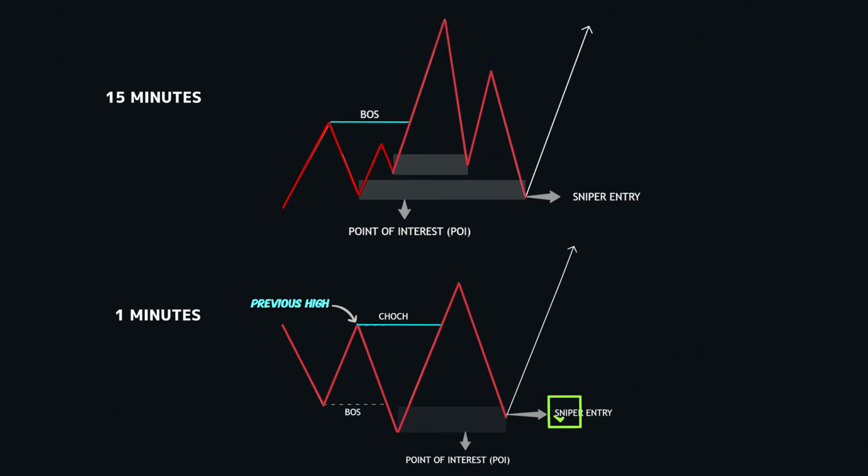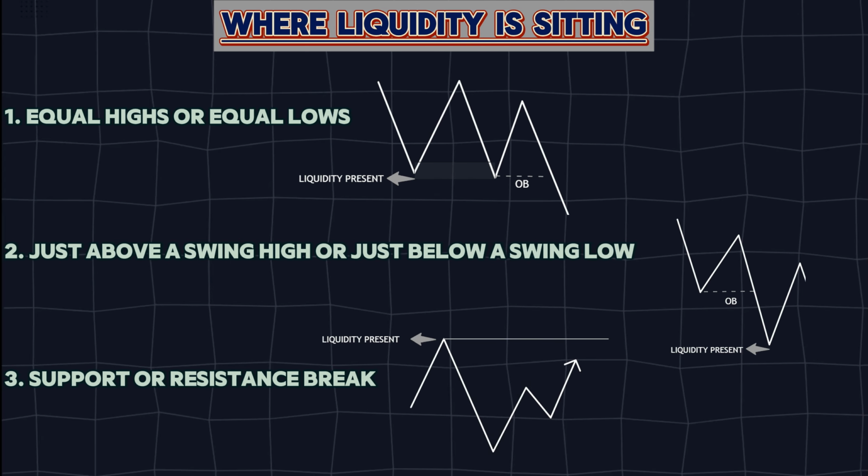Before looking at examples, let's first understand where liquidity is usually found. Equal highs or equal lows. If price forms equal highs, it means many traders are selling there, with their stop losses sitting just above those highs.